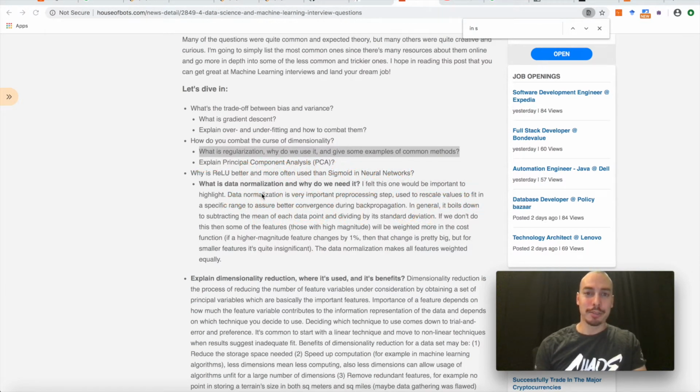Today we're going to have a look at another machine learning question commonly asked in interview questions. And that question pertains to: what is regularization? Why do we use it? And can you give some examples of common methods?